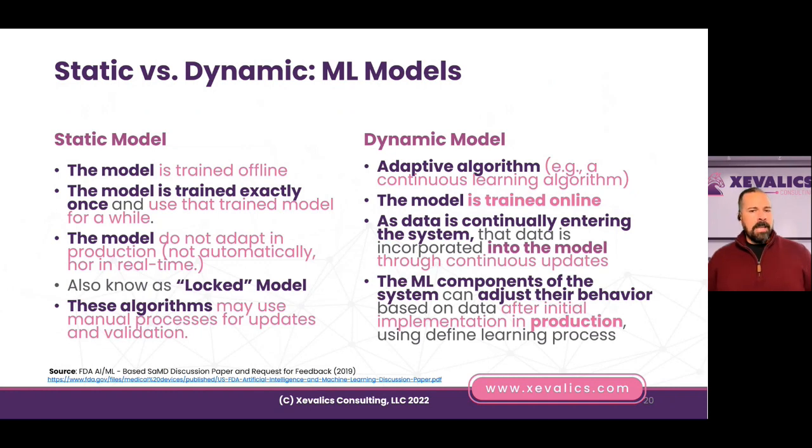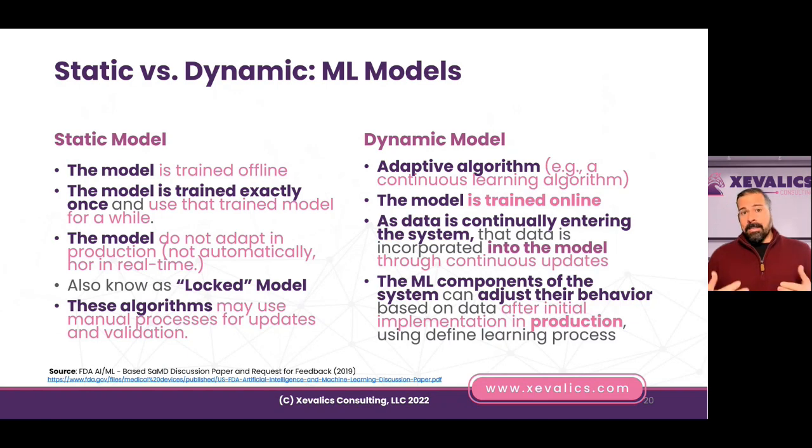So let's take a look at static versus dynamic machine learning models. A static model is trained offline: the model is trained exactly once and that trained model is used for a while. The model does not adapt in production, neither automatically nor in real time, and is also known as a locked model. This algorithm may use manual processes for updates and validation. When we are working with a static or locked machine learning model, this is very similar to how we perform computer system validation today. It's also very similar to when the agency gives the certification approval to a medical device. We do expect any changes to the data that affect the design or configuration of the software solution of that particular medical device.